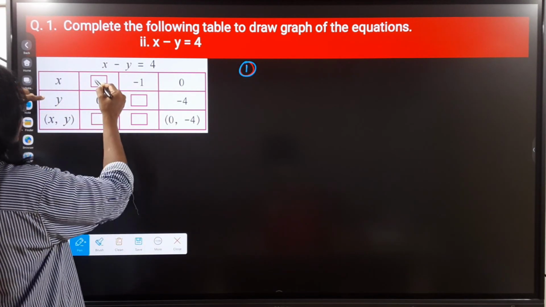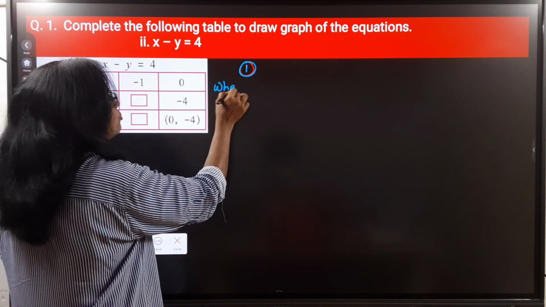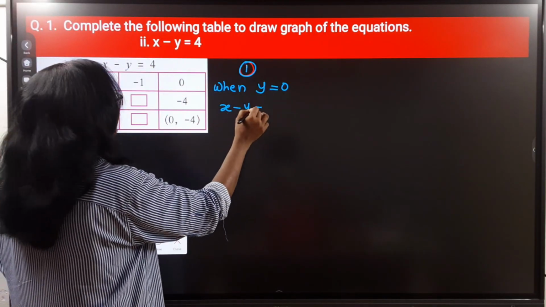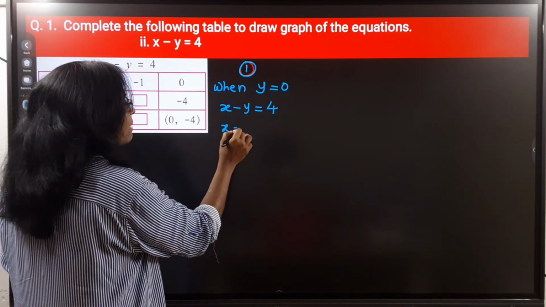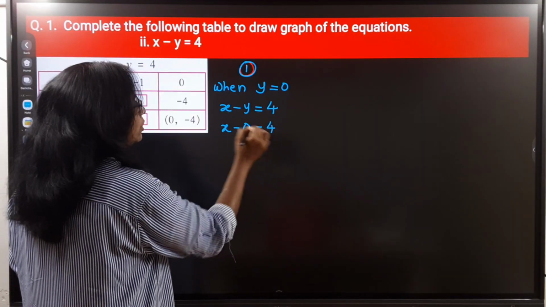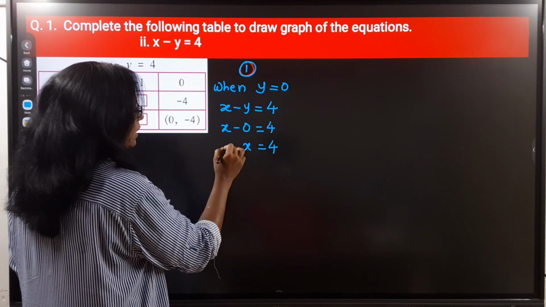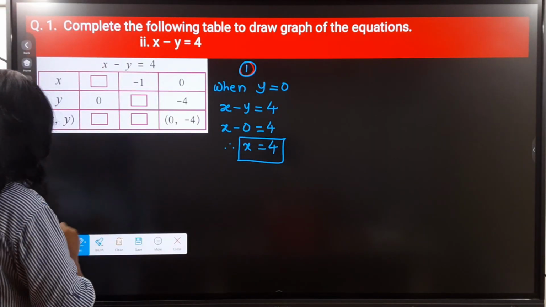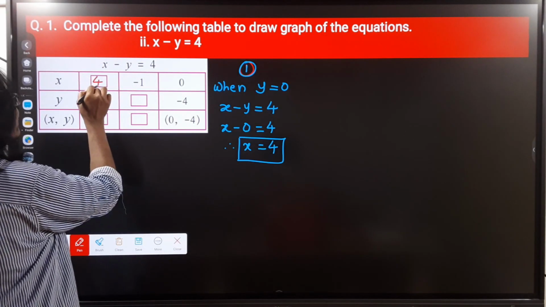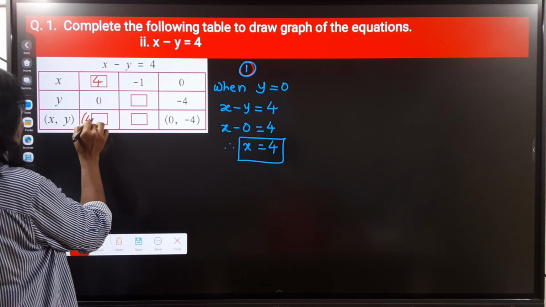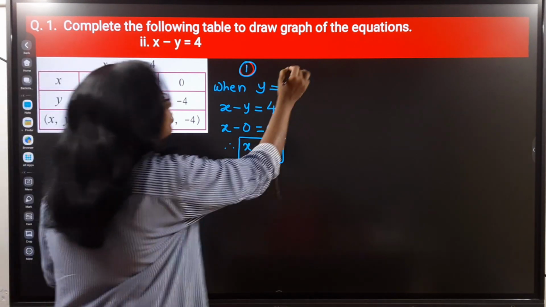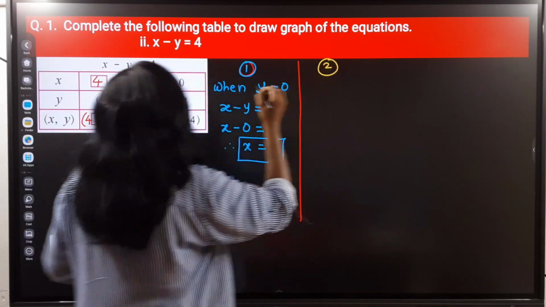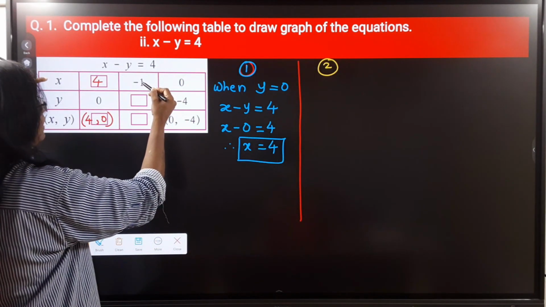So here students, the given value is y is equal to 0. First they give us the value when y is equal to 0, and the given equation is x minus y is equal to 4. So now here x minus 0 is equal to 4. So x is equal to 4. Therefore x is equal to 4. So now here students, we write that x is equal to 4 here, and the coordinate of xy will be 4, 0. Then next student, the value of x which is given is equal to minus 1.